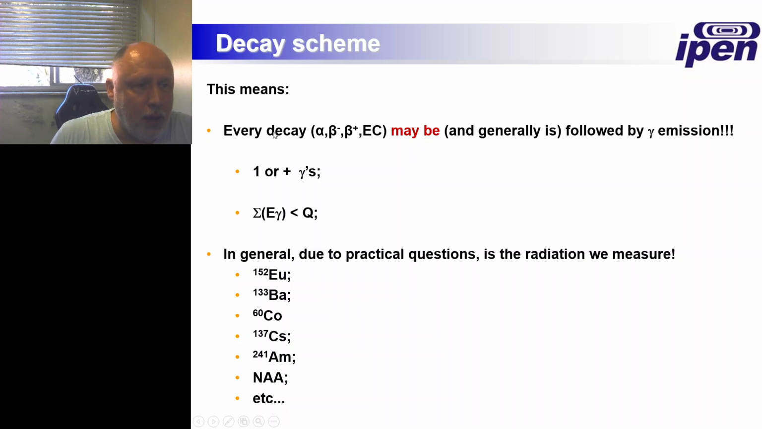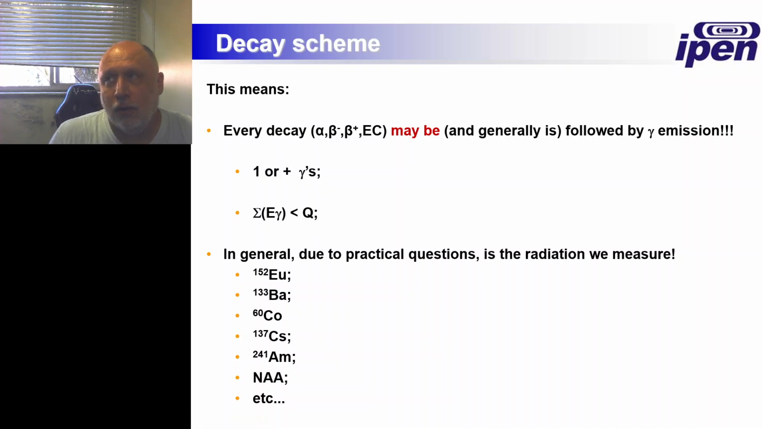So every decay may be, and generally is, followed by gamma emission. This is true for alpha, beta minus, beta plus, electron capture, right? There can be one or more gammas. Yes, there can be no gammas too. But in the cases where there are gammas, which are most common, you can have one or more gammas. But one thing that's important: if you have 10 gammas or 2 gammas, the sum of the energy of all those gammas has to be smaller than Q, right?